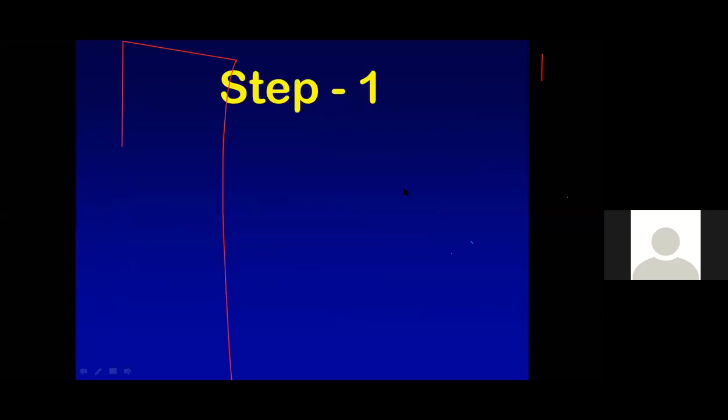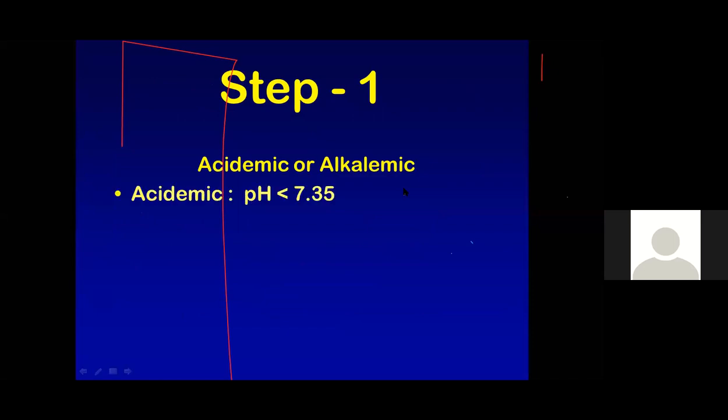Now, first is step 1. All of you have already answered, so it will become very easy for me. Acidemia means... never mention it as acidosis or alkalosis until your final diagnosis. You always have to mention it as acidemic or alkalemic. Acidemic is pH less than 7.35, and alkalemic is more than 7.45. So this is the basic one. Step 1 is the easiest one. You can say whether this patient is acidemic or alkalemic.